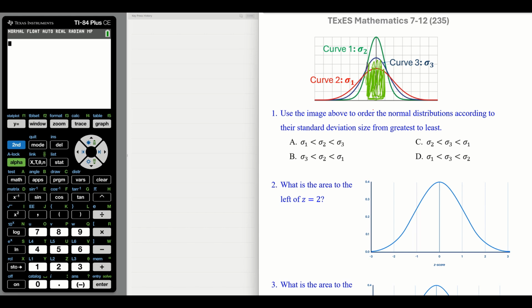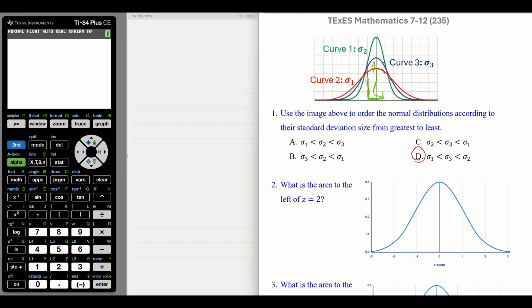If you measure against the green, you can get an idea that maybe that's one standard deviation. You'd have to compare them against z-scores. Either way, you can kind of just tell by eyeballing, and I think that's the purpose of this question, to test that. And we see that that's D. It would be 1, the green, then 3, the blue, and then 2, the red.